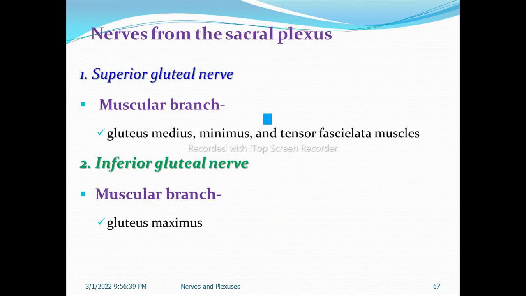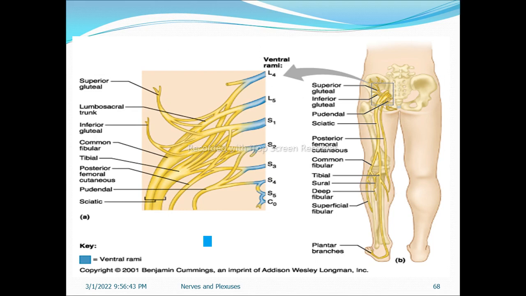The superior gluteal nerve will give a muscular, or motor, branch to the gluteus medius, gluteus minimus, and tensor fascia lata. The inferior gluteal nerve will give a muscular branch to the gluteus maximus muscle. And this is the sacral plexus, arising from lumbar 4, lumbar 5, S1, S2, S3, and S4. The blue one is the root, and this is the division.